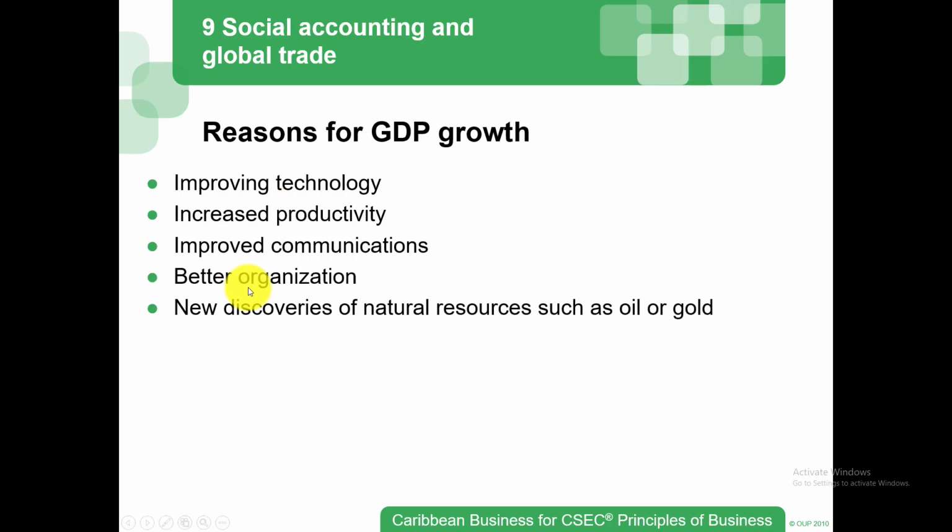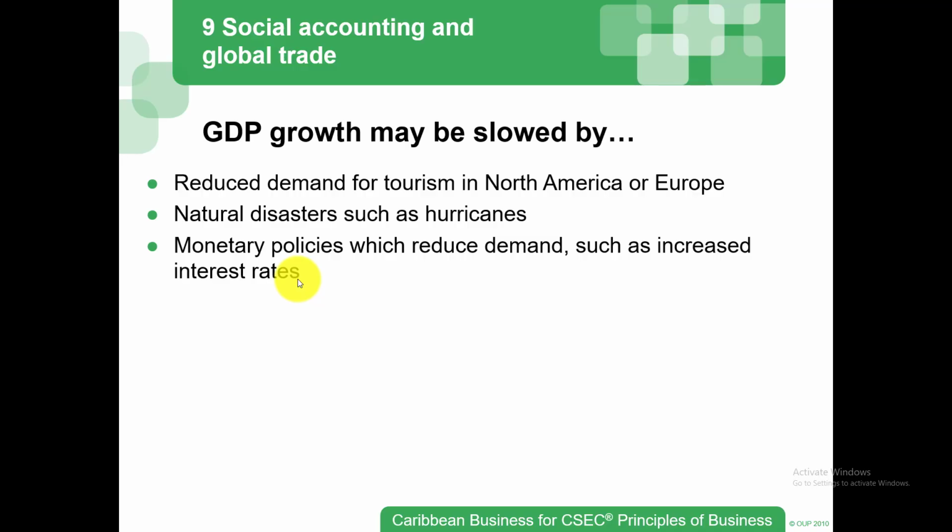Okay, so these others are pretty much self-explanatory. Better organization. You have less wastage, more efficiency, so that can lead to GDP growth. All right, so that's how these factors can improve GDP growth. Again, a change in the GDP of that country.